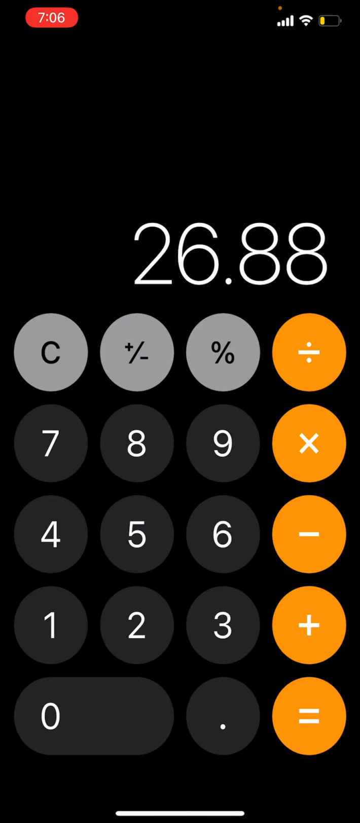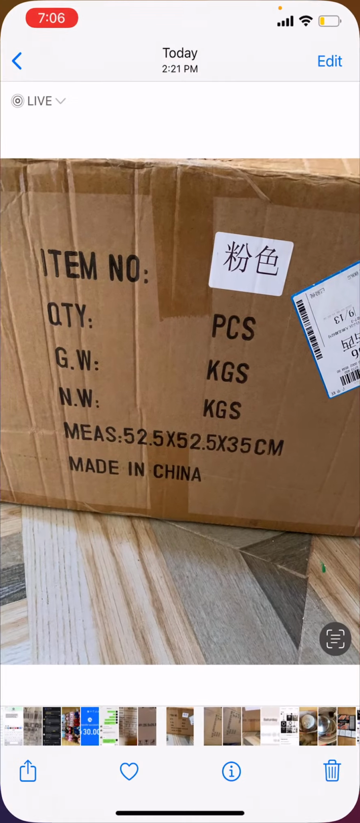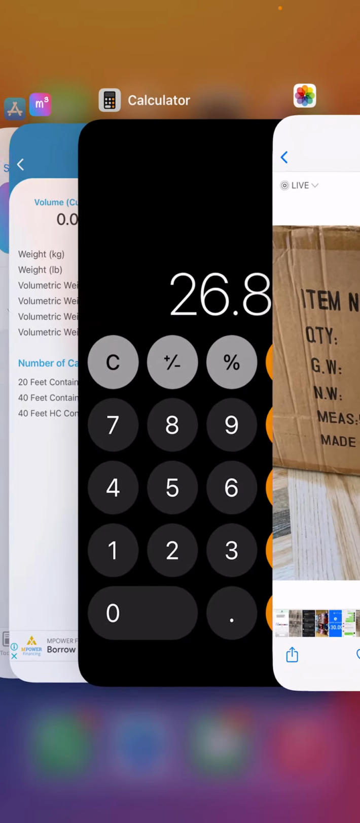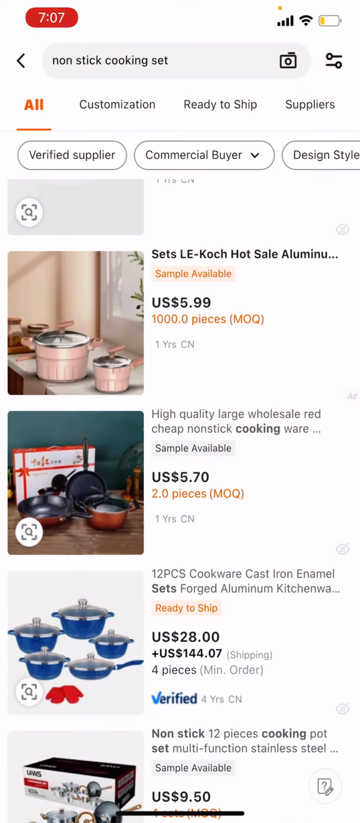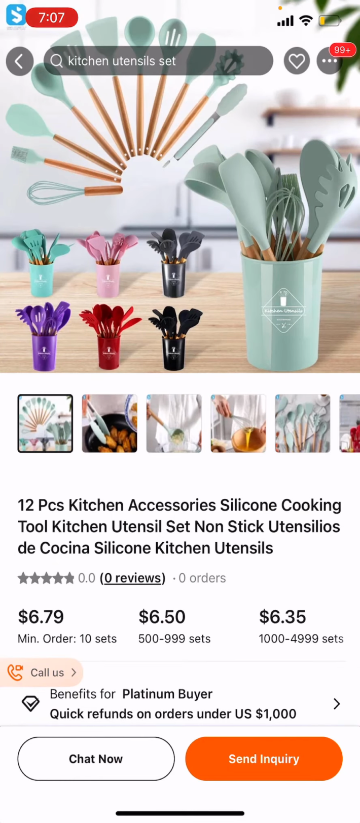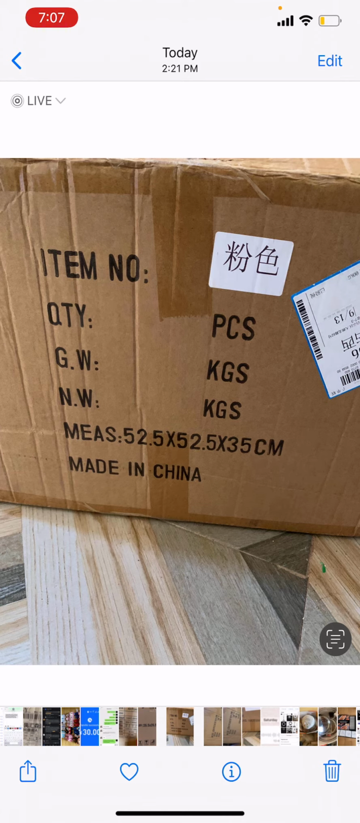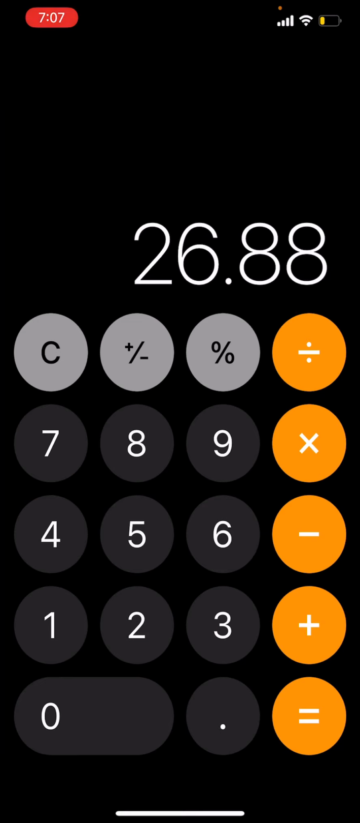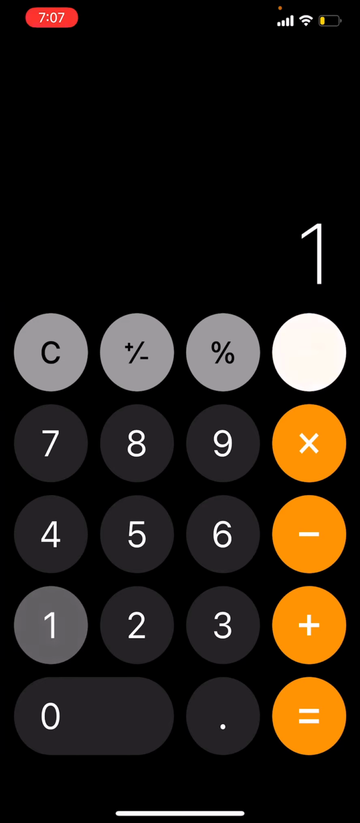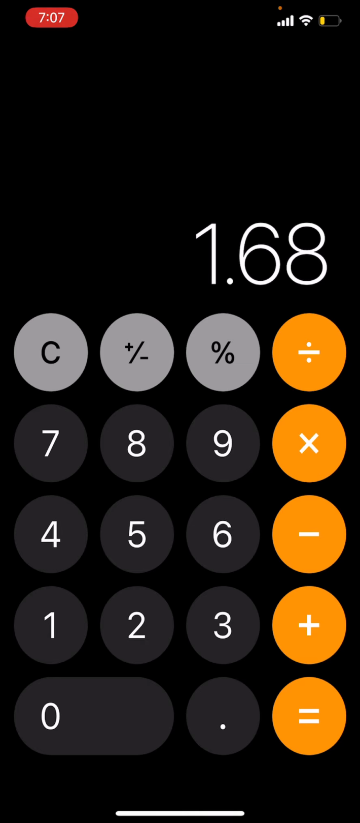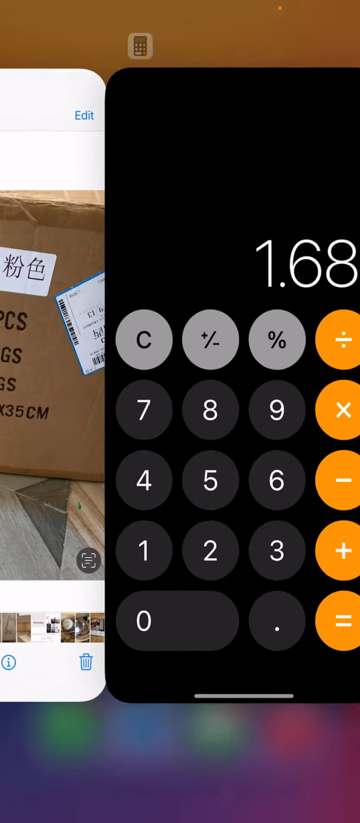So 26.88 is for this carton. This carton contains 16 pieces of ladle set. Let me show you the silicone ladle set. Yes, this carton contains 16 sets of this. I know because I imported them myself. So once you have the price 26.88, and you know this carton contains 16 pieces, you divide by 16, then you get the shipping cost for each of those ladle sets. Each of those ladles is $1.68. So this is how the CBM works.